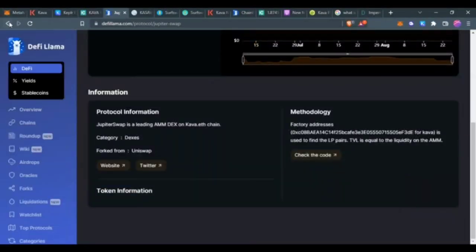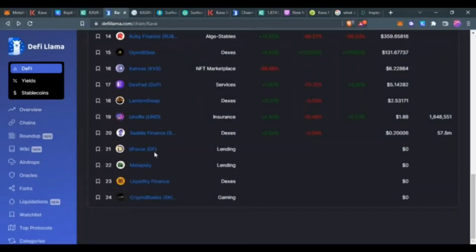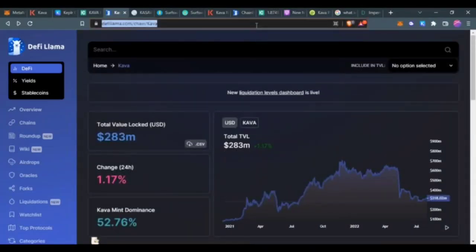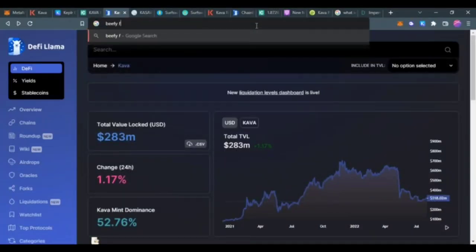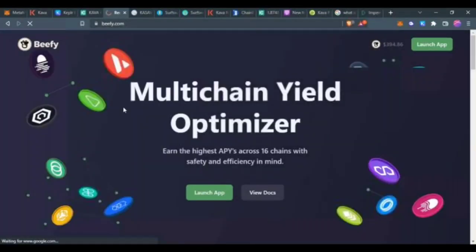All right, so now let's see. D-Force lending. Let me see. I could have sworn that they partnered up with BP Finance as well. Let's see though. Maybe I'm wrong.